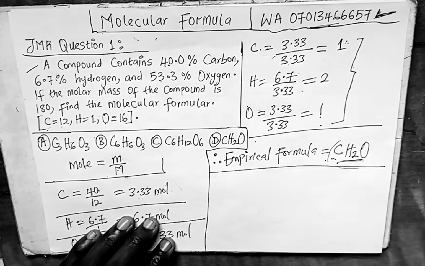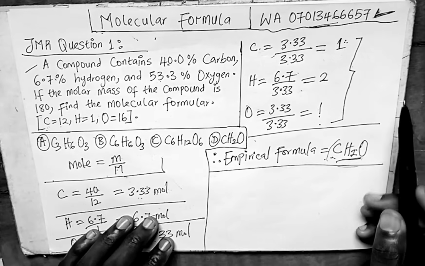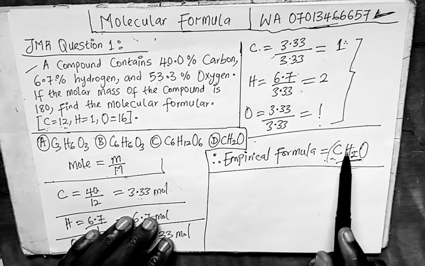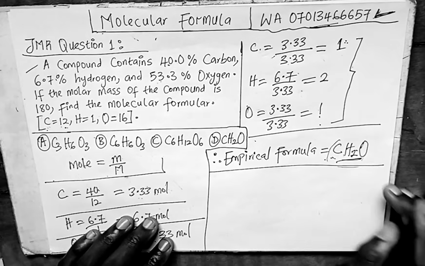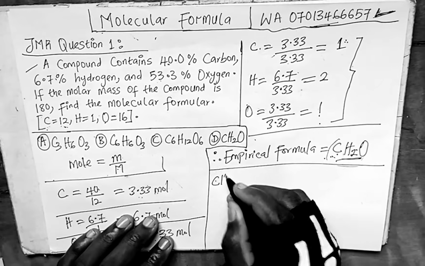Finding the mass of this empirical formula is very easy. It's just to add everything there. You use these molar masses and add everything here. Very, very simple. So C, what is the molar mass of C? It is 12. So let's do it.